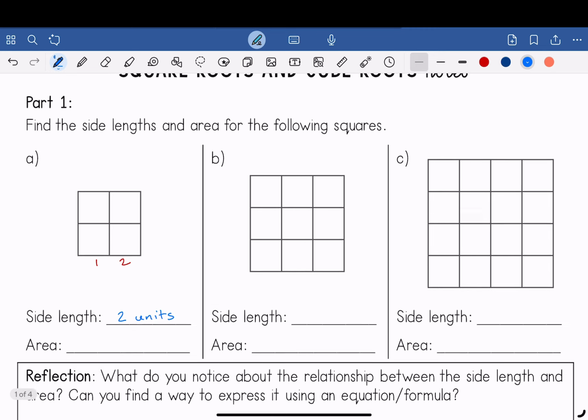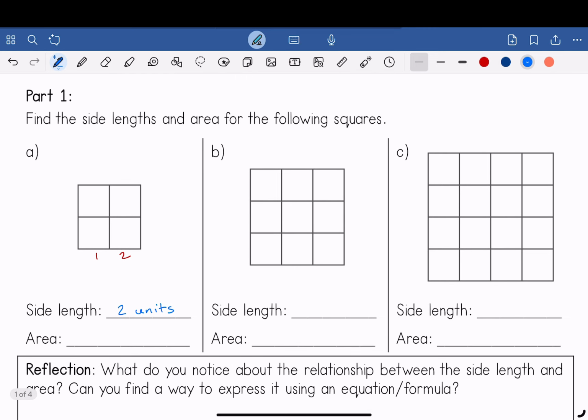And the area is 2 times 2, which gives you 4 units squared. B, side length here is 3 units. Therefore, the area is 3 times 3, which is equal to 9 units squared.